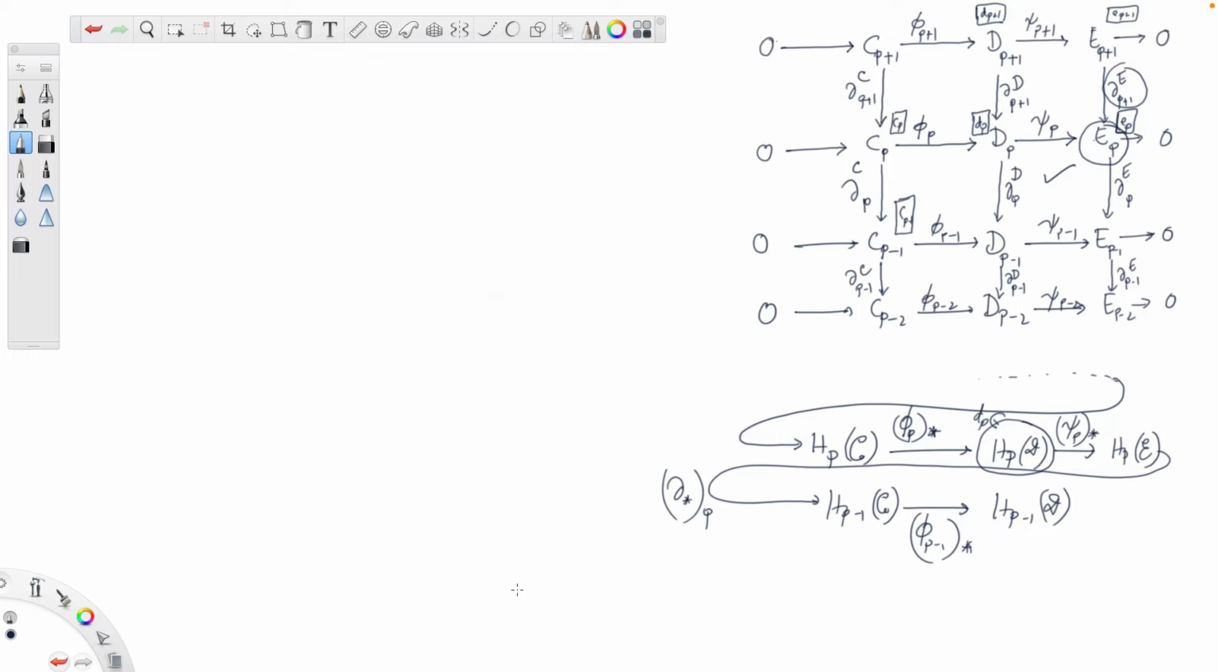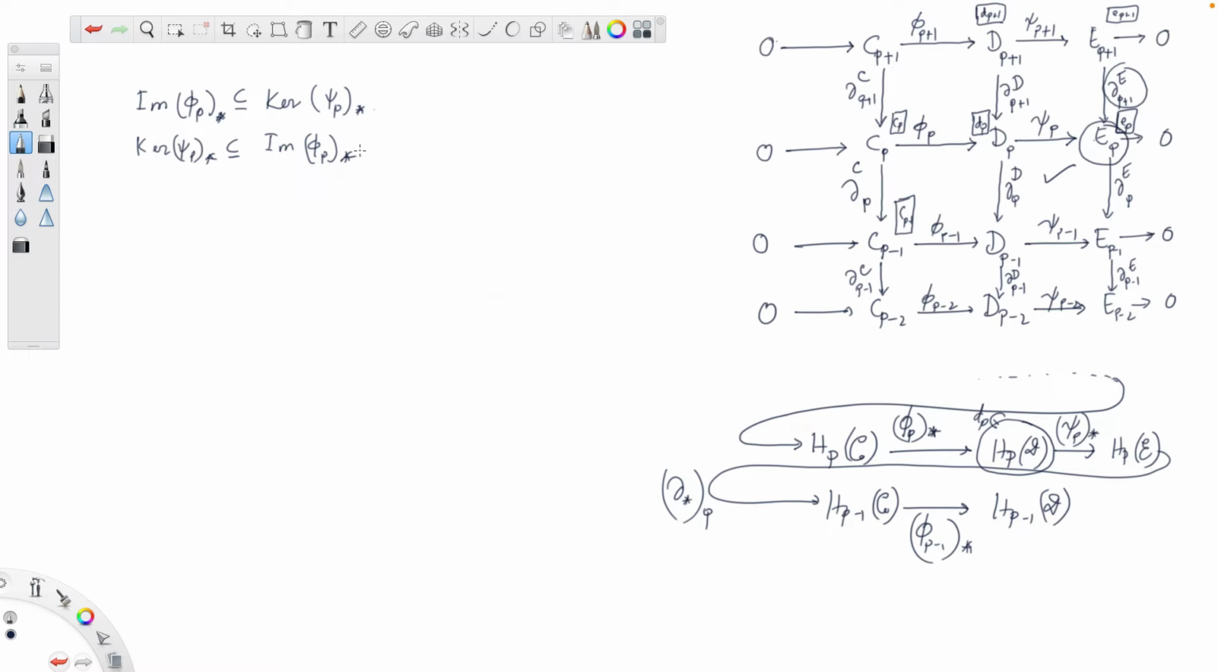So let me get started there. You see the two diagrams on the right. One is the commutative diagram, and the one at the bottom is the exact homology sequence. In the previous segment we proved that the image of phi p star is contained in the kernel of psi p star. Now we need to prove that the kernel of psi p star is contained in the image of phi p star.